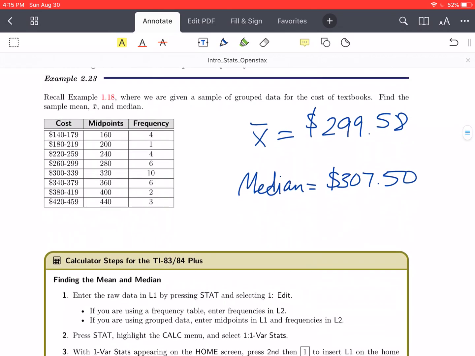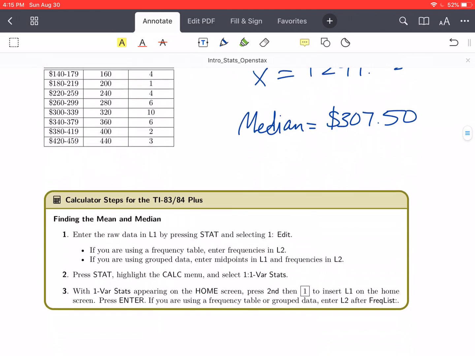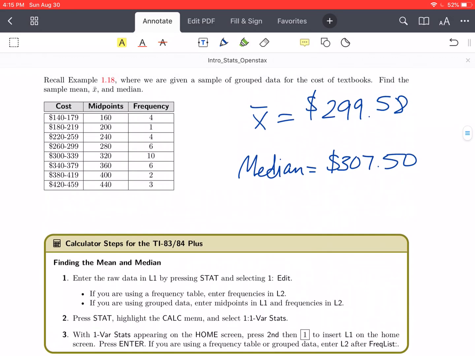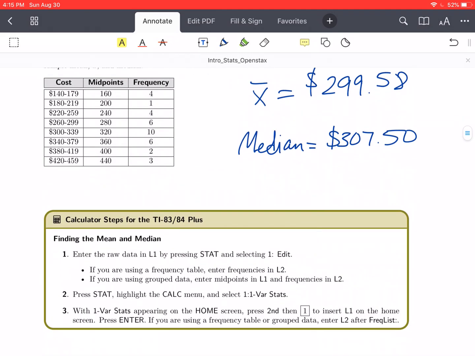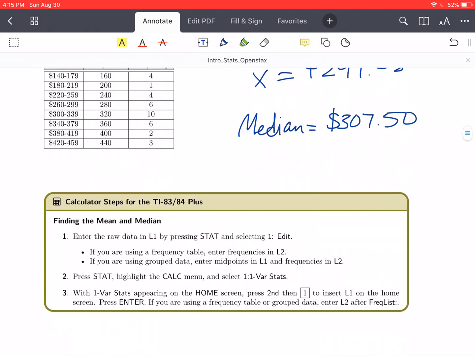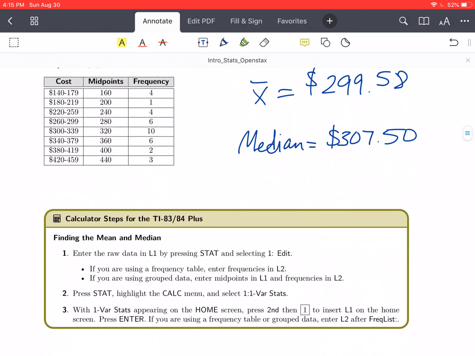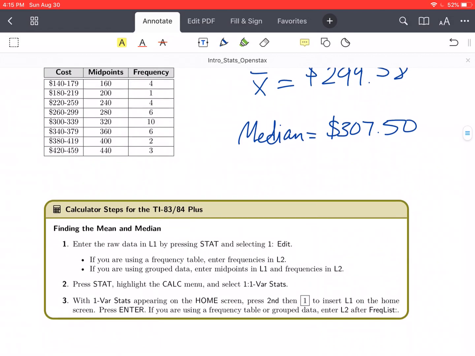Oh, and I should mention, you can also do this on Desmos as well. Finding the mean of a data set, finding the median of a data set, that's all stuff you can do on Desmos using the same techniques, those functions that we saw before.